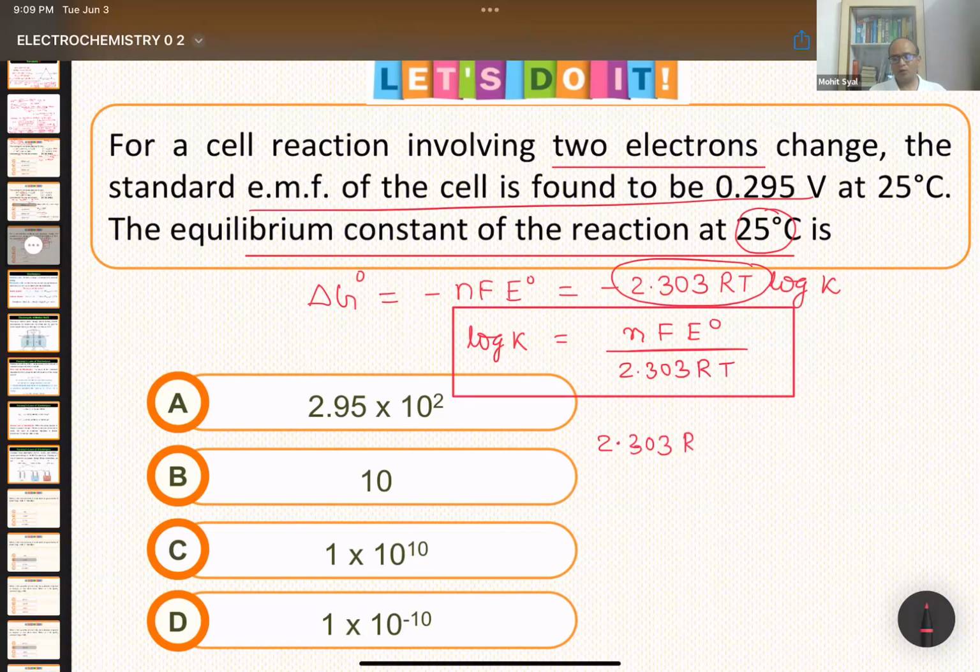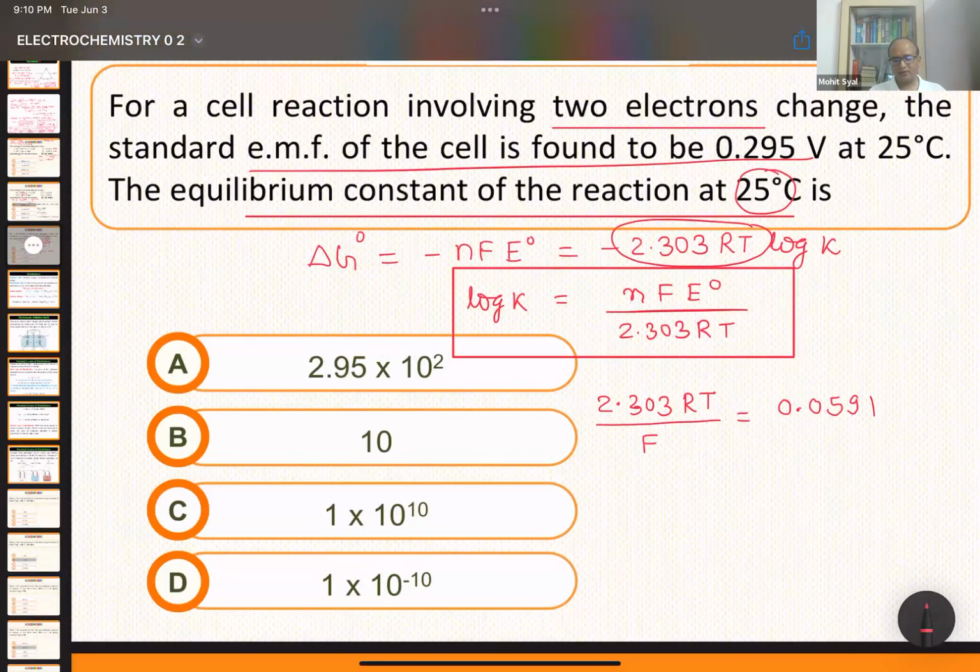And I told you, remember from the previous equation, 2.303 RT by F, what is the value of this? We have seen it in the previous equation also, Ibrahim. It is 0.059, 0.0591, or 0.06 also we take. So this I will bring down. So log K is equal to n, which is 2, we are given 2 electrons transferred, and E naught is 0.295.